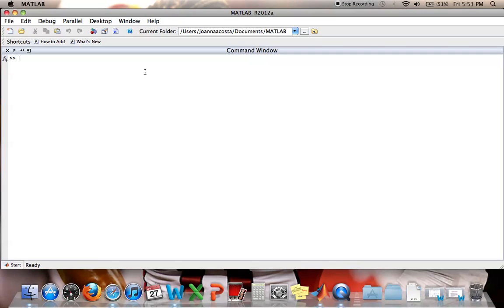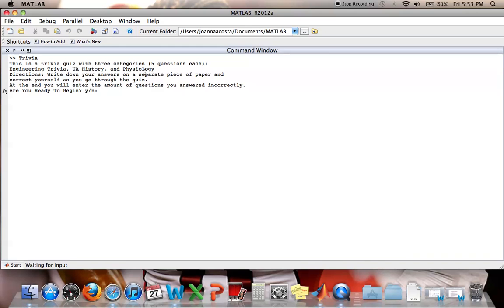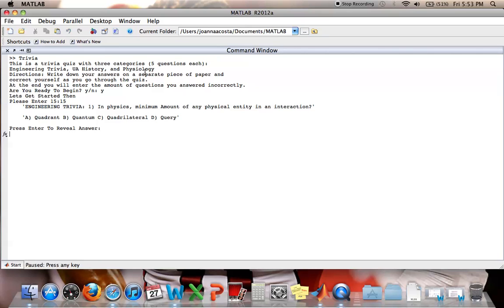You go into Matlab. I opened up the command window big so you can see it. You just type in trivia, enter. It'll give you the explanation of the game and the directions, and it says, are you ready to begin? Then you pick yes. It says, let's get started, then please enter 15. And then it'll give you the first question. I'll just go over the first one.